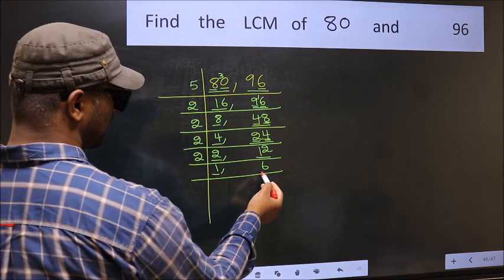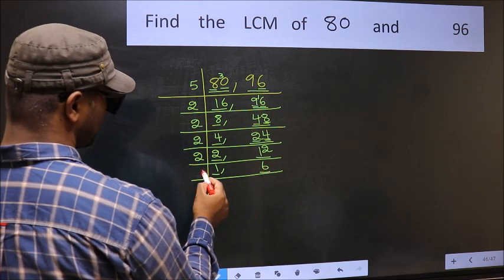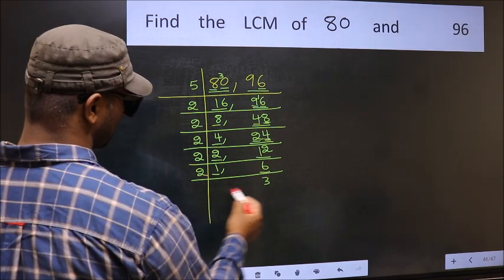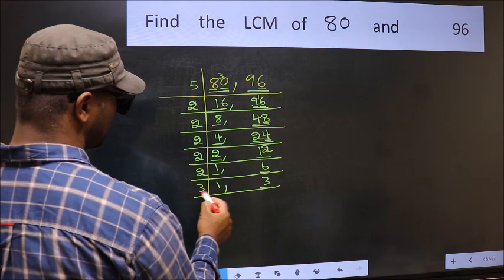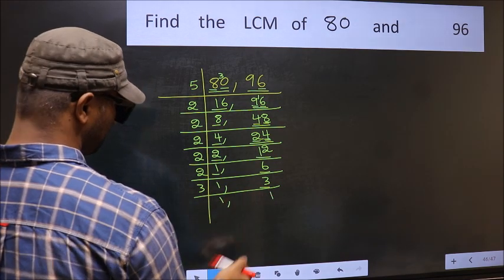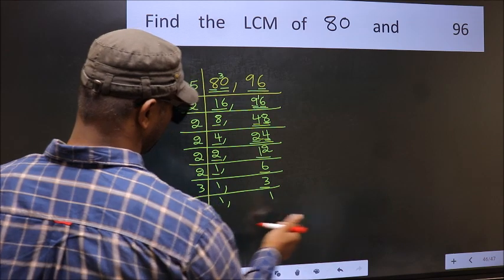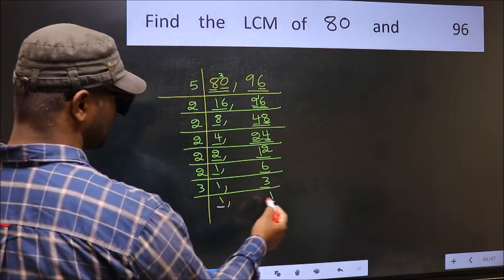So focus on the next number 6. 6 is 2, 3 is 6. Now we have 3. 3 is a prime number. So 3, 1 is 3. So we got 1 in both the places.